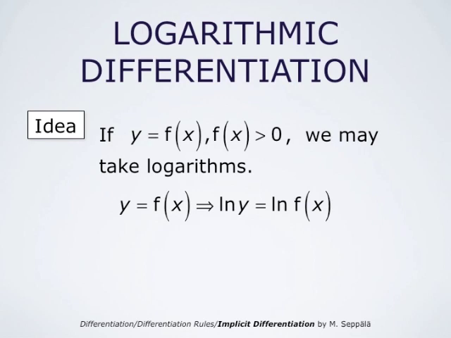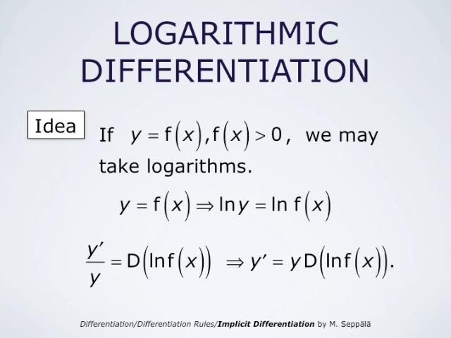And now differentiating this equation implicitly, from the left-hand side we get y prime divided by y. This is the derivative of ln of y with respect to x. We view y as a function of x. And this y prime divided by y is now the derivative of the logarithm of f of x. This means that y prime is y times the derivative of ln of f of x.